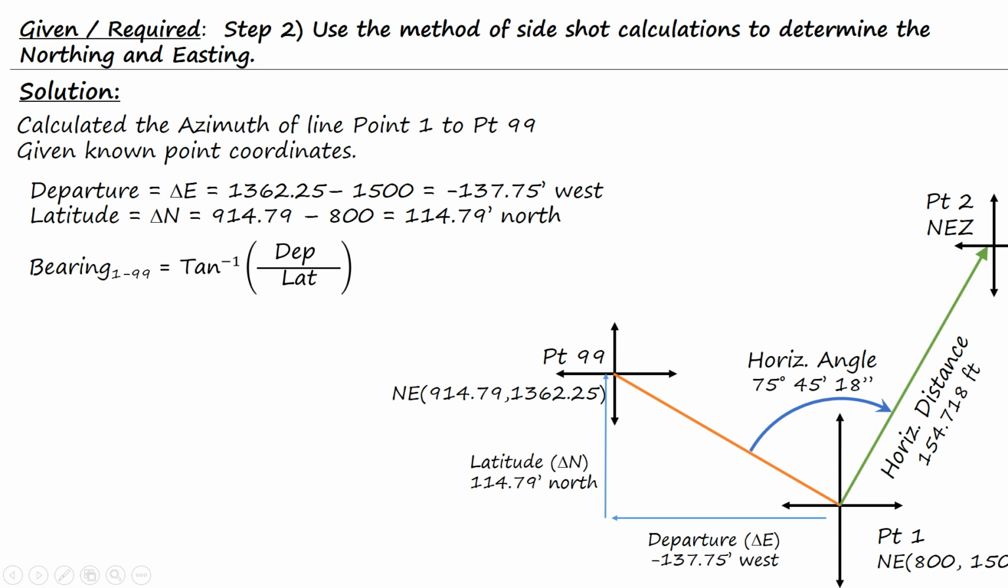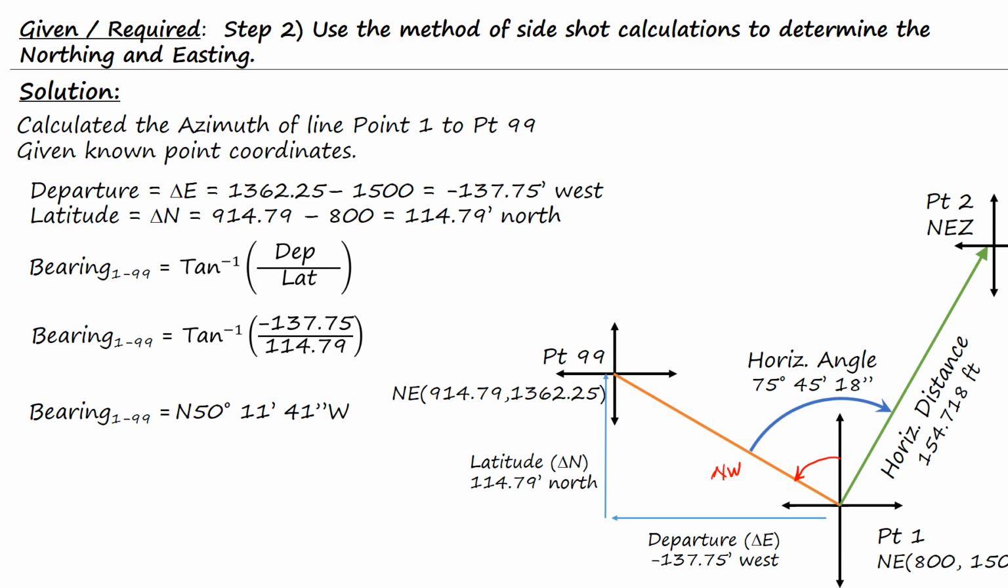Now, the bearing is from point 1 to point 2. The bearing is actually going to be telling me this distance here because I'm going from point 1 to point 2. I'm going in a northwest direction. Okay? So I'm going to take the tan inverse of a negative 137.75 divided by 114.79. So I'm going north 50 degrees, 11 minutes, and 41 seconds.